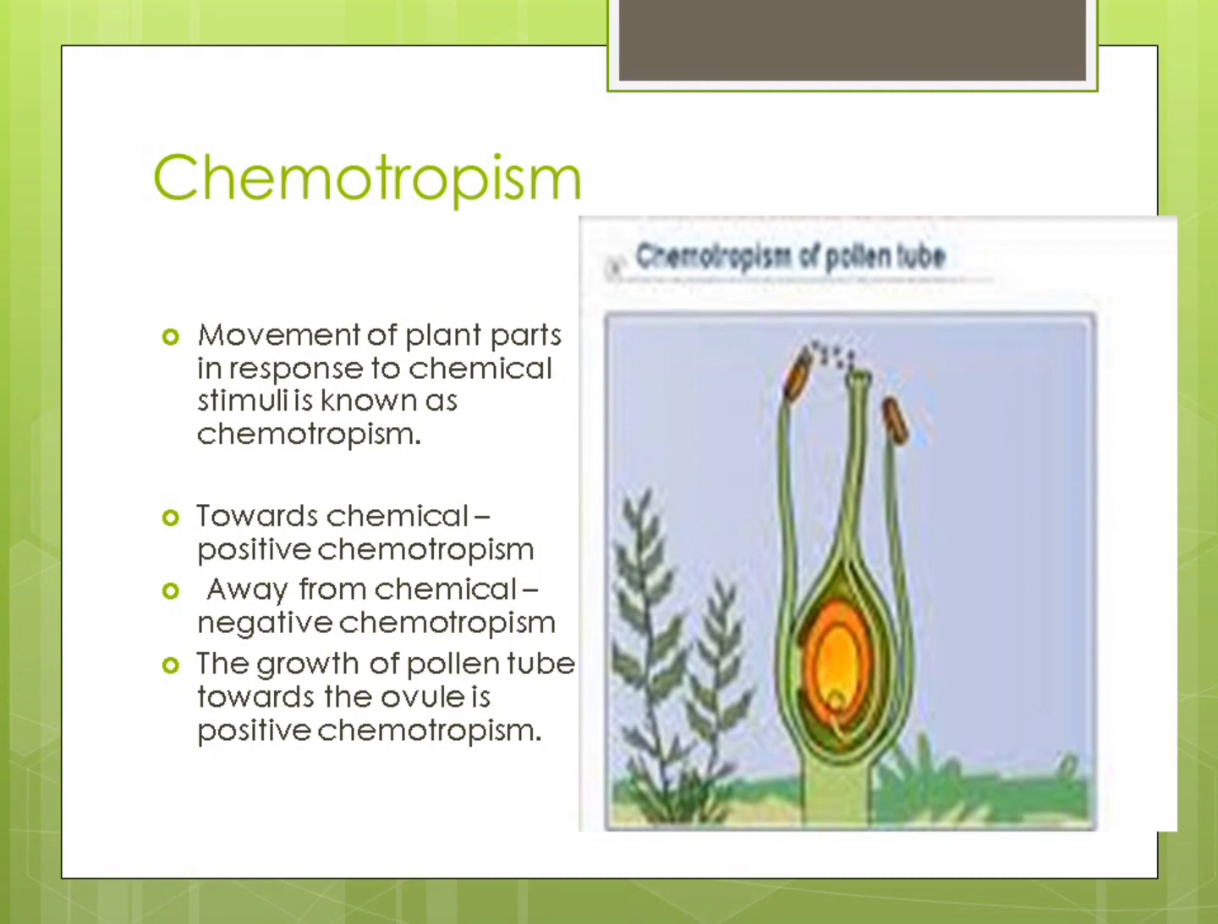Chemotropism. Movement of the plant parts in response to chemical stimuli is known as chemotropism. So here the stimulus is chemical. When it is towards chemical stimuli, then it is positive chemotropism, and when it is away from the chemical, then it is negative chemotropism. The growth of pollen tube towards the ovule is known as positive chemotropism.